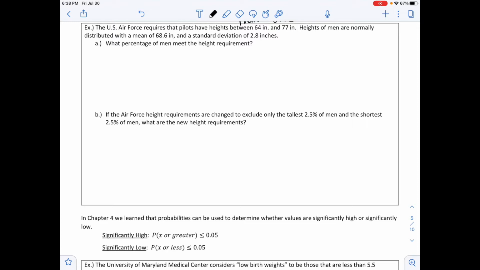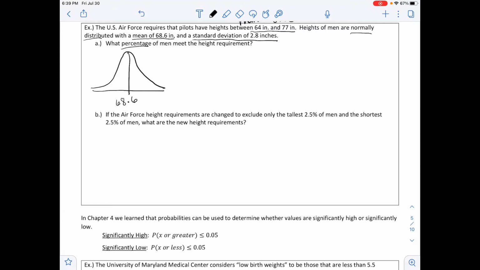Air Force requires that pilots have a height between 64 inches and 77 inches. Heights of men are normally distributed with a mean of 68.6 inches, standard deviation of 2.8 inches. So first question here says, what percentage of men meet the height requirement? So going here and sketching our curve, our normal curve, we know that for men, that mean height is going to be 68.6.